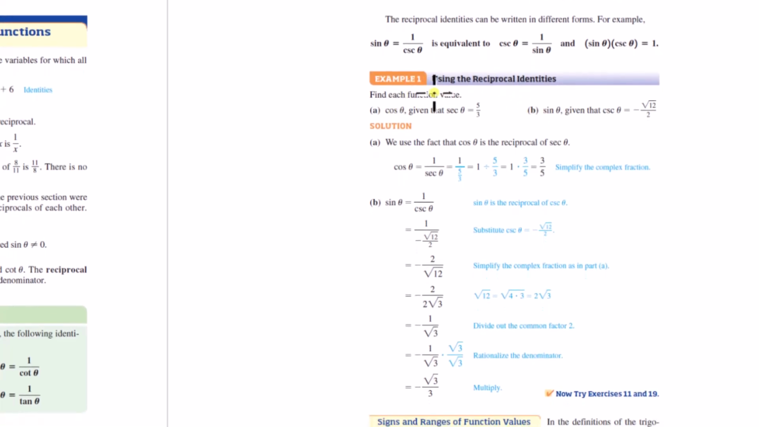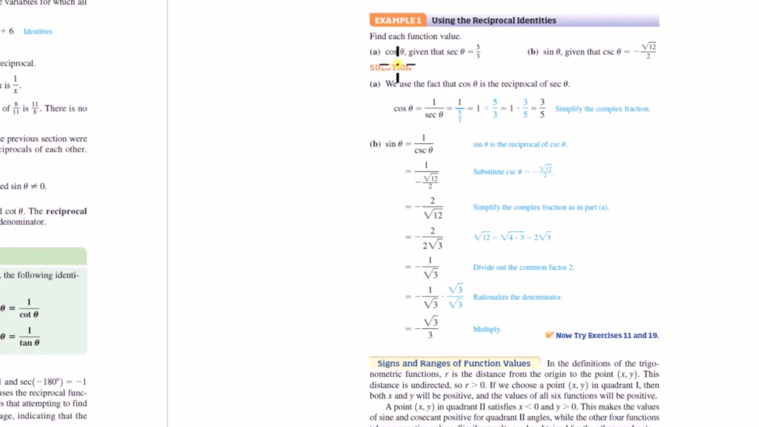Okay, using the reciprocal identities, find each function value. Find cosine theta given that secant theta is equal to 5/3. Well, okay, secant theta, that's not the reciprocal of cosine theta. Cosecant is the reciprocal of cosine theta, right? Because you got the co term. No, that's a confusing thing to remember. Cosecant corresponds to the reciprocal of sine. Therefore, secant corresponds to the reciprocal of cosine. So secant is the reciprocal of cosine. So cosine theta is going to be 3/5. Just flip it, right? What is 5/3 to the -1?